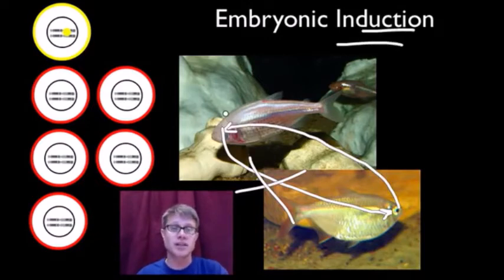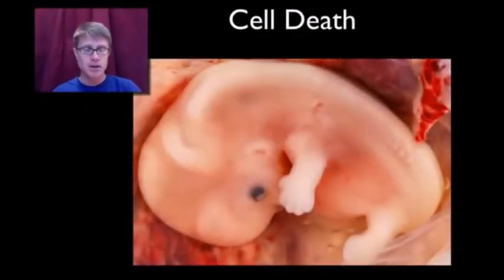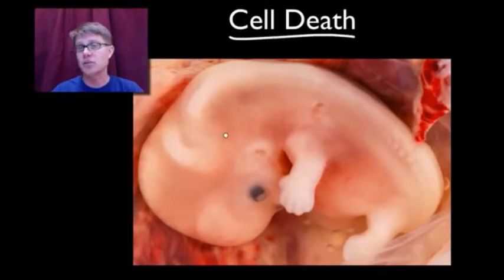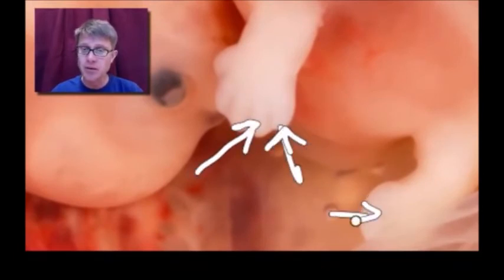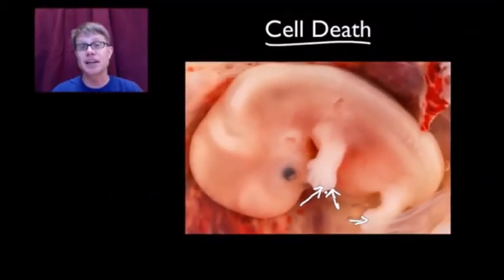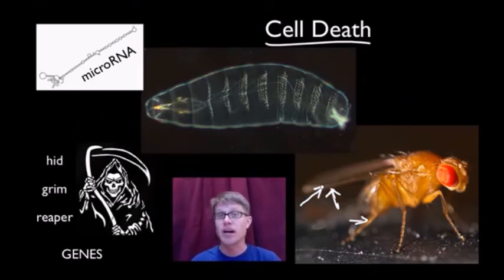And it's one of those studies that shows the importance of where you are, location. Not only differentiation, but cell death is super important as well. All the parts of this embryo of a human are going to develop through differentiation and induction. But you'll notice that right here, between the fingers and between the toes, the cells are actually dying, and that process called apoptosis is really important. And so not only the growth of cells, but the death of cells is important in forming new organisms.